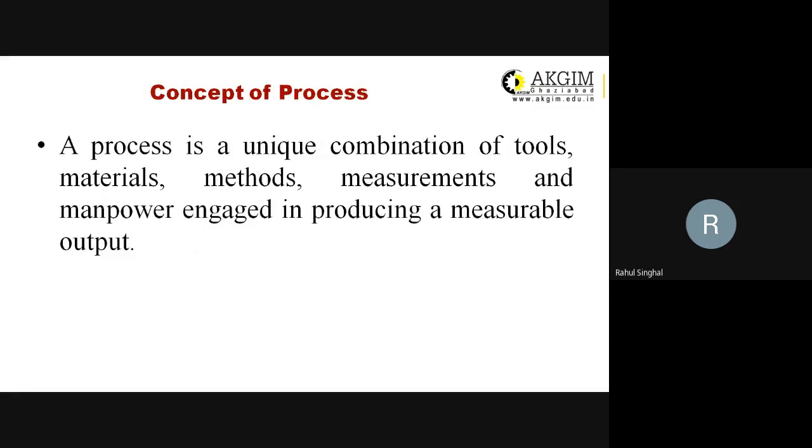Now we should understand the meaning of the process. A process is a unique combination of tools, material, methods, measurements, and the manpower engaged in the production process. So we are talking about process as a system where all the material, all the equipment, and all the resources interact with each other, and a final output is produced. That is known as process. So process is a kind of system.